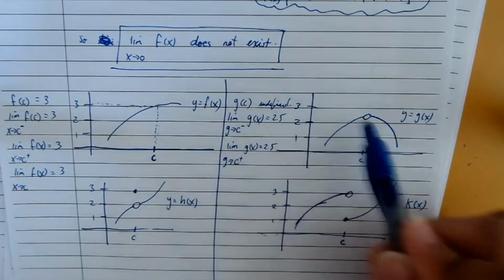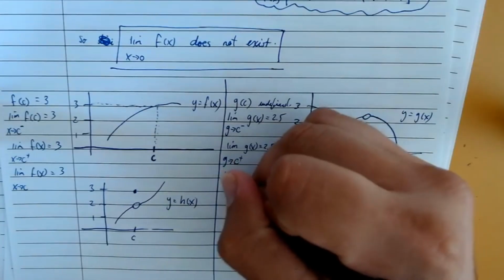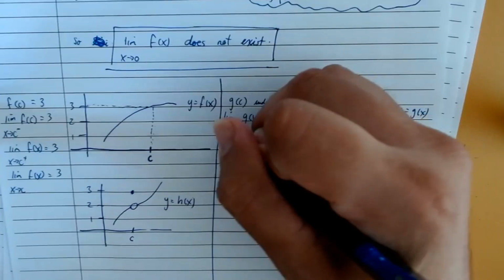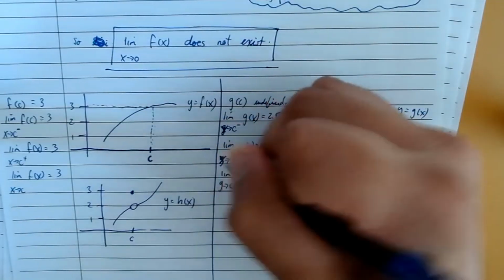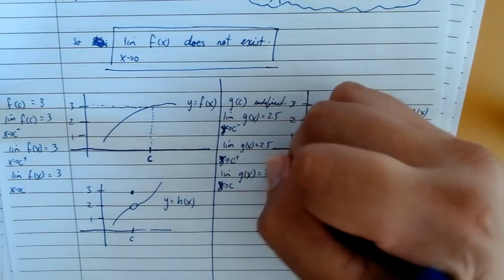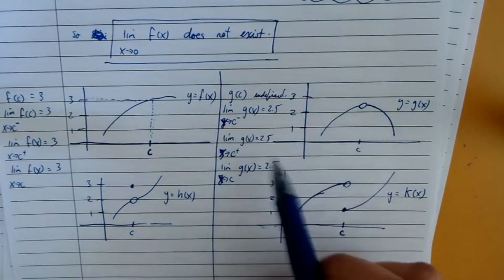Notice here the left and the right are both coming in to the same number, so that means that the limit as x approaches c, I've been saying g, haven't I? The limit as x approaches c of g of x is equal to 2.5. Because the two sides are the same, that means that the limit overall is the same.